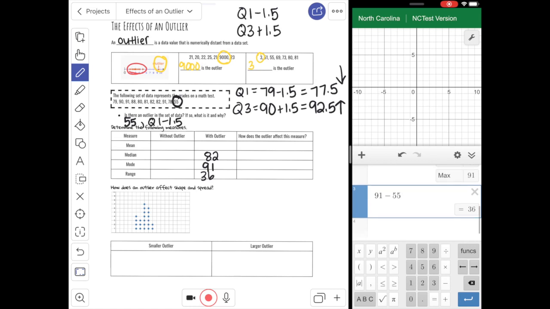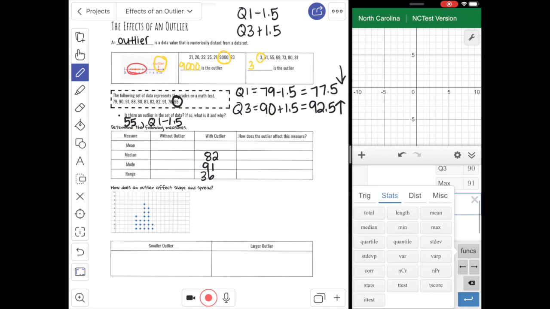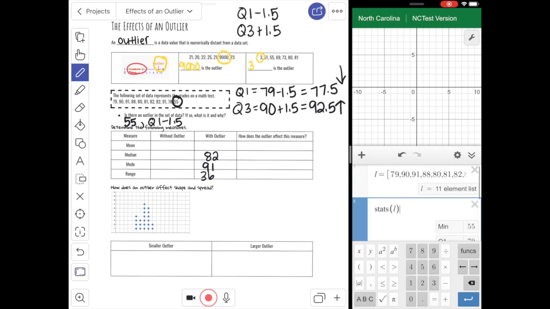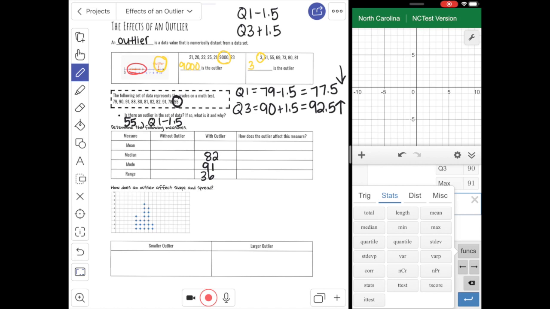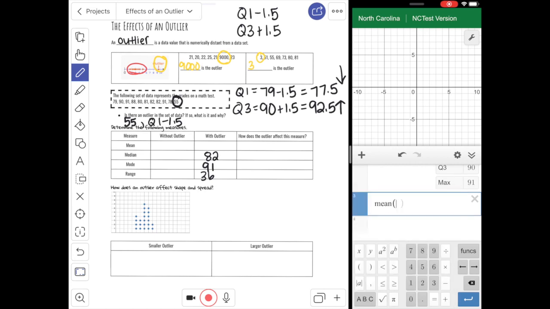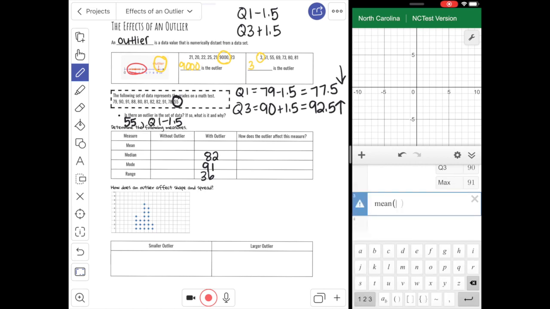The only thing left to find is the mean. We can easily find that in Desmos again. I already know I can use the same list, because that list is in there with the outlier. I'm going to go to Stats and click Mean of list L. It tells me that my mean is 81.5.